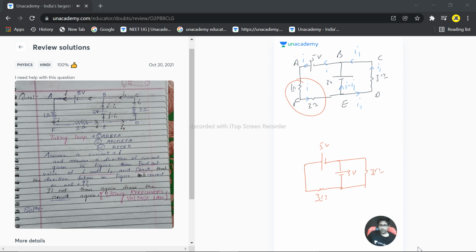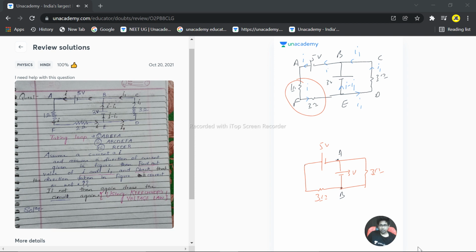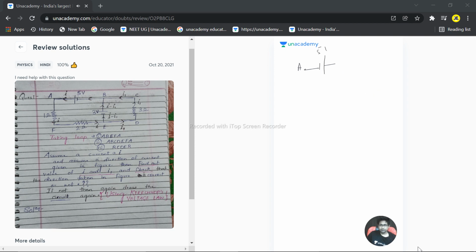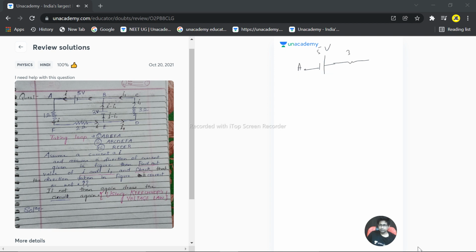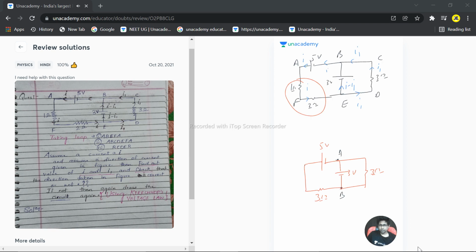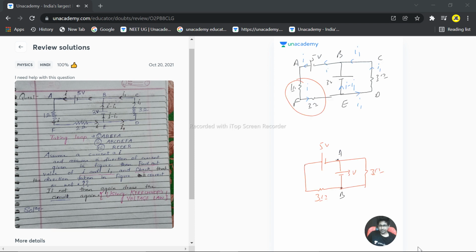I'm calling this point A and this point B. So A is connected to minus 5 volt, and further minus 5 volt is attached to the 3 ohm resistor. The 3 ohm is attached to B. Further, A is also connected to plus 3 volt, and B is connected to plus 3 volt.